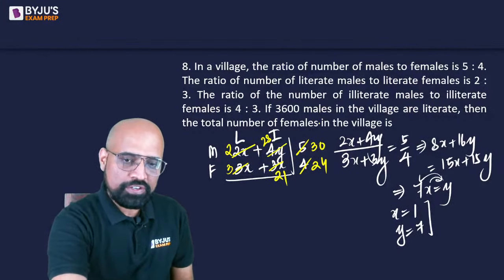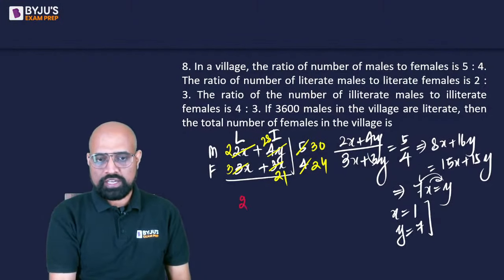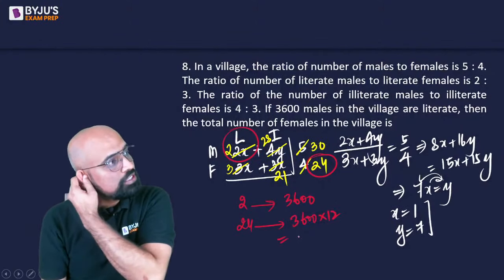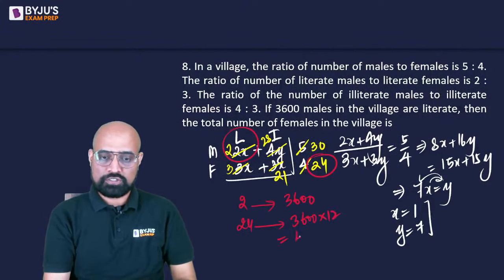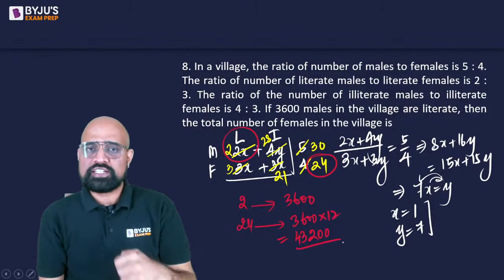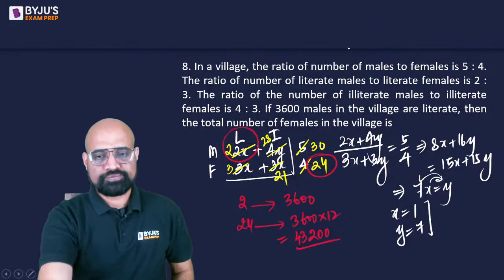Now what they have given us is 3600 males in the village are literate. So they are saying that if this literate male, this 2, is 3600, then what will the total number of females, meaning 24, be? So obviously 12 times, 3600 into 12. 3600 into 12 will be 360 plus 72, which is 432, followed by 2 zeros. Since it was a TITA question, we had to put in 43200, right? Okay.